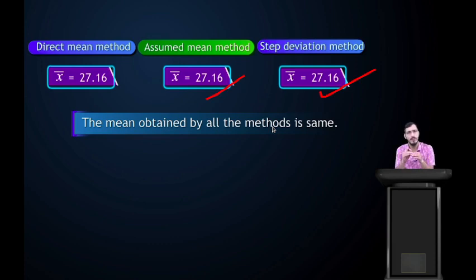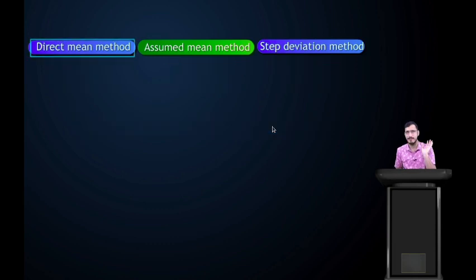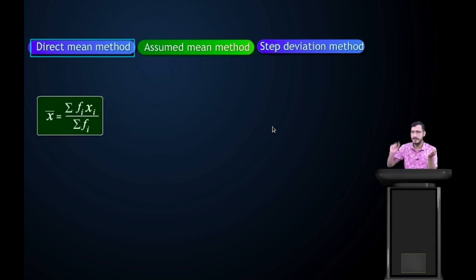You see, the mean obtained by all the methods is the same, so you can choose any one. There are three methods: direct mean method, assumed mean method, and step deviation method. The formula of the direct method is x bar is equal to sigma fi xi divided by sigma fi, where fi is the frequency and xi is the mid value.